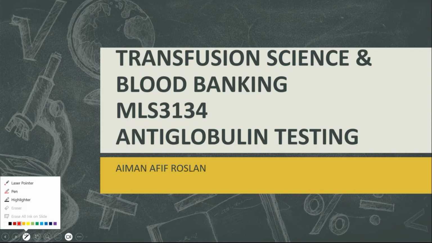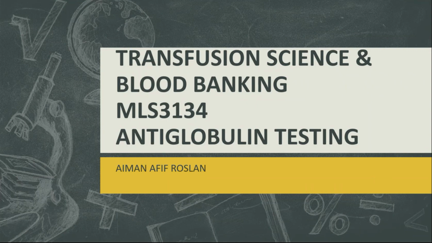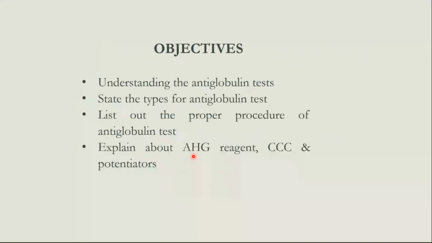Antiglobulin testing. Okay, the objectives for understanding the antiglobulin test are to state the 4 types of antiglobulin tests, list out the proper procedure of antiglobulin testing, and explain about AHG reagent, CCC (Coombs control cells), and potentiators.